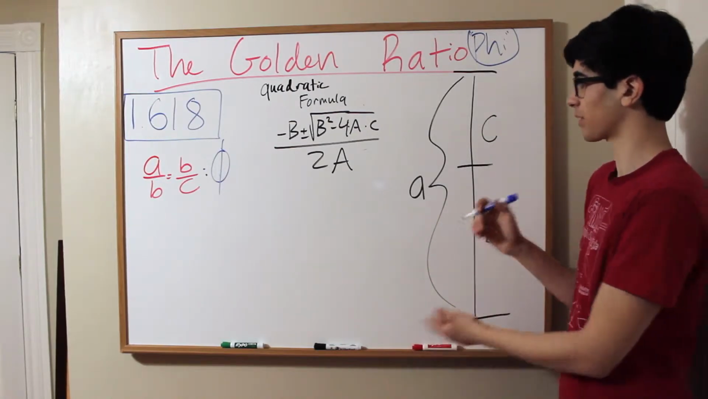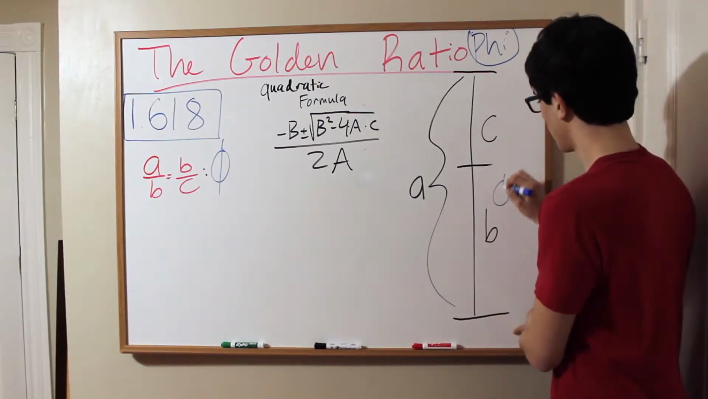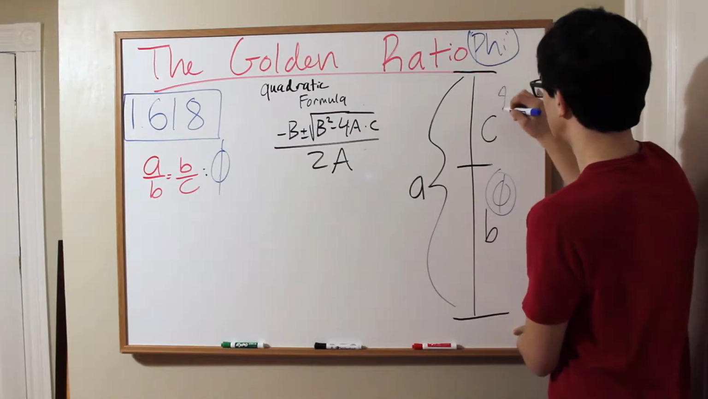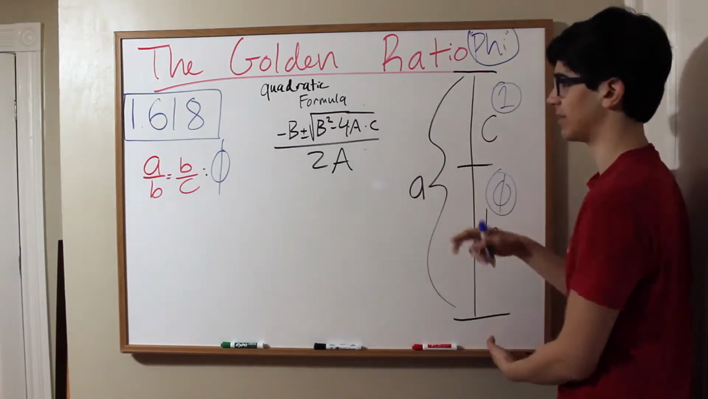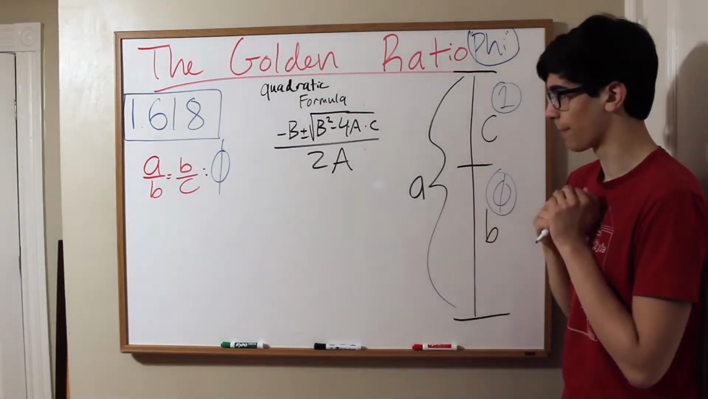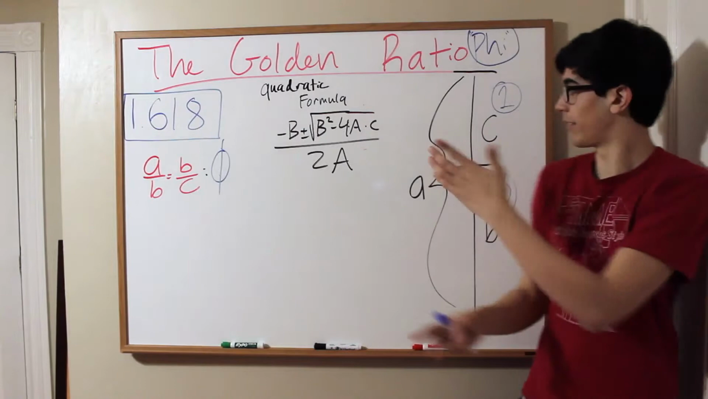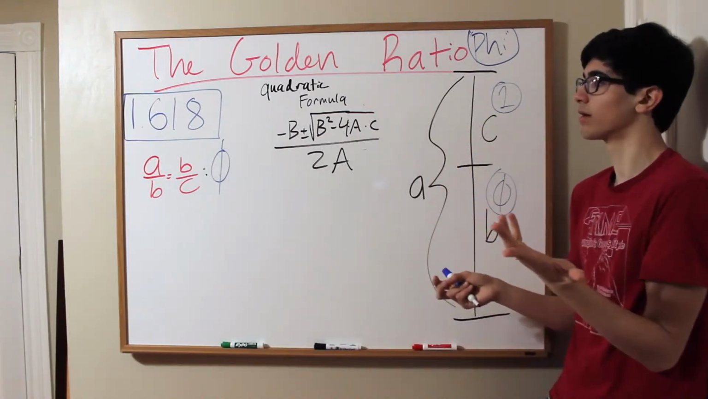So phi over 1. Let's call phi B, and then C would be 1, just because B over C, and we don't want to call A phi because A is split into parts. So B over C is phi. There it is, there's the proof. Phi over 1 is phi.